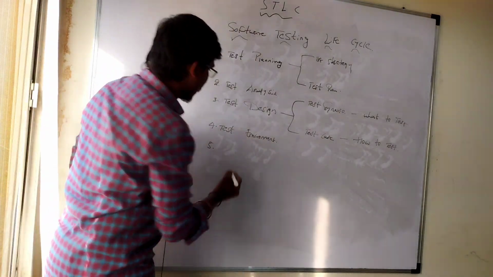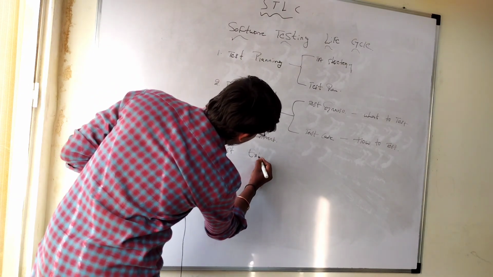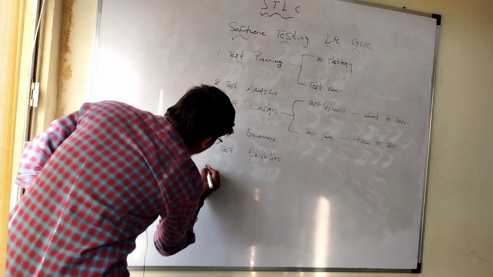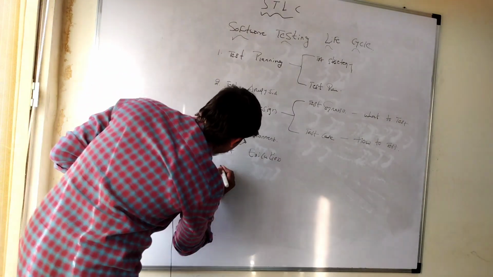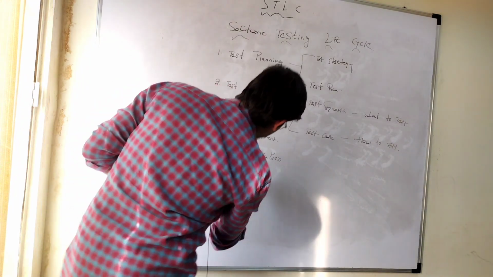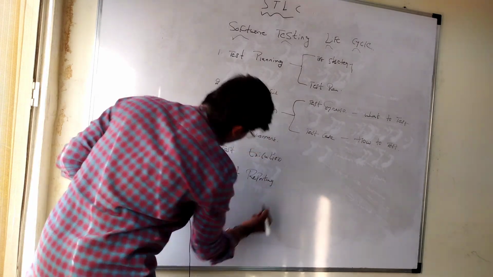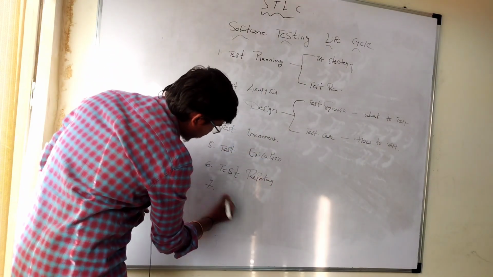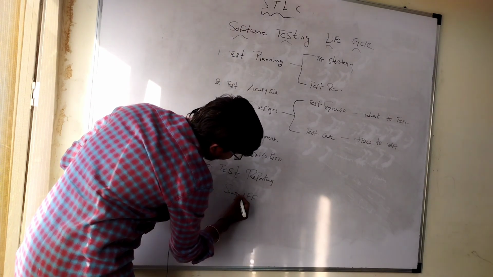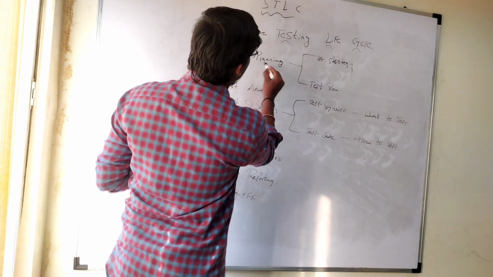Fifth one is test execution. Sixth one is test reporting. Seventh one is sign off. Now we'll discuss all of this. First one is the test plan.